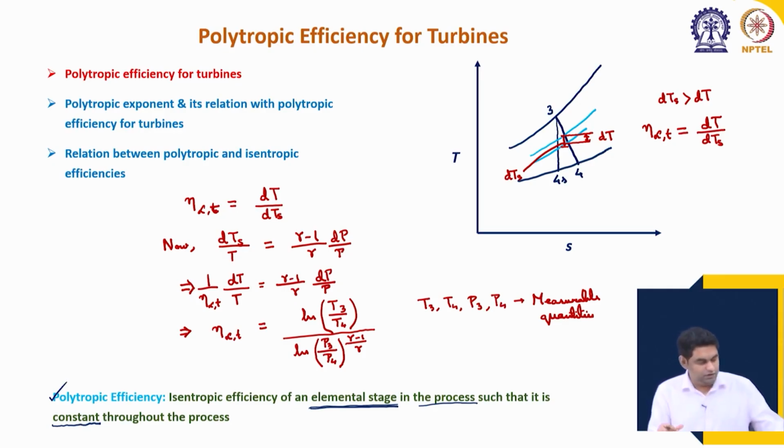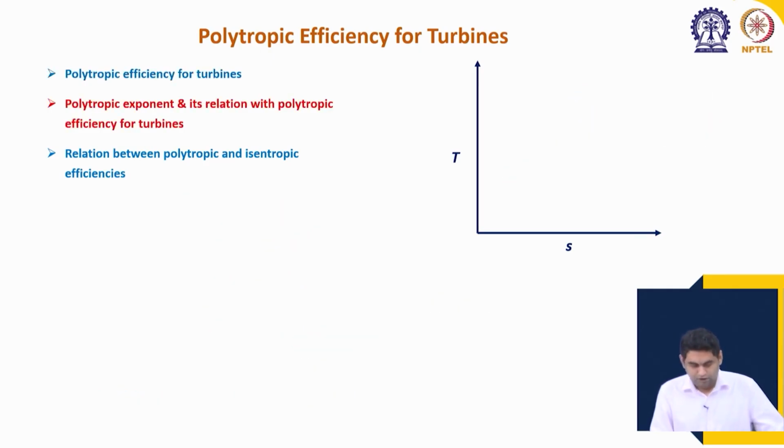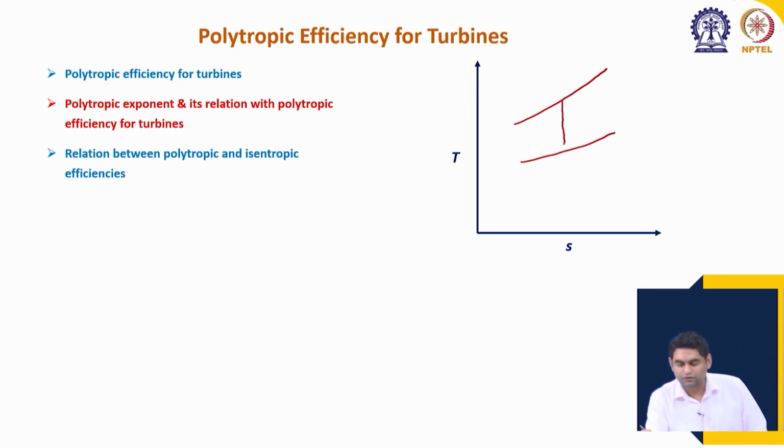Next, similar to the compressor, we will now define a polytropic exponent for this turbine expansion process, and relate it to polytropic efficiency. So, for a process going from, let us say, 1 to 2 or 3 to 4, because we are using that for turbines.